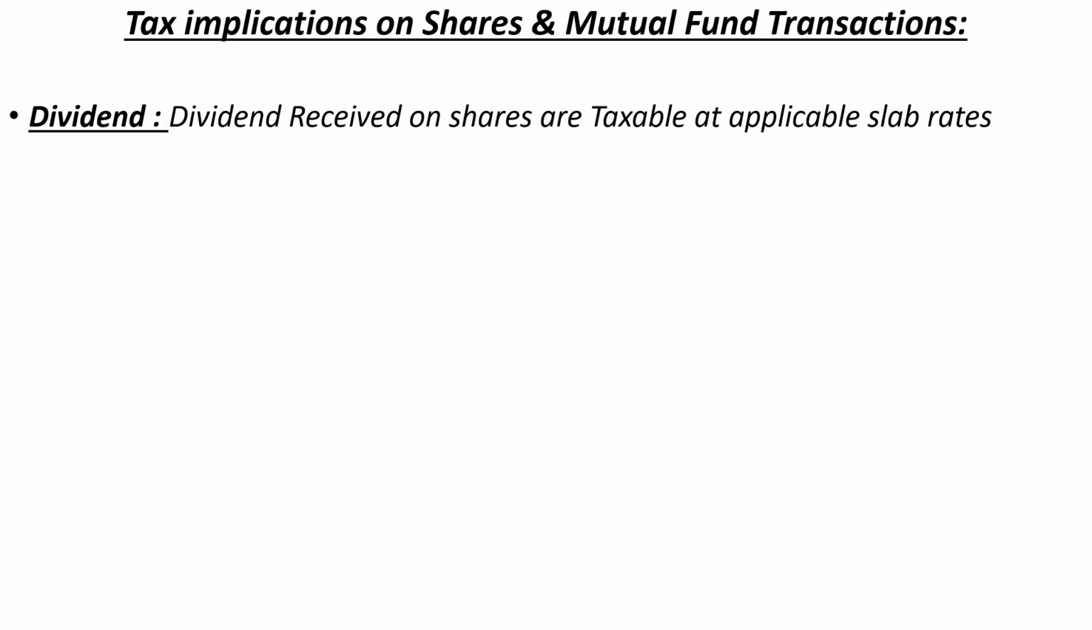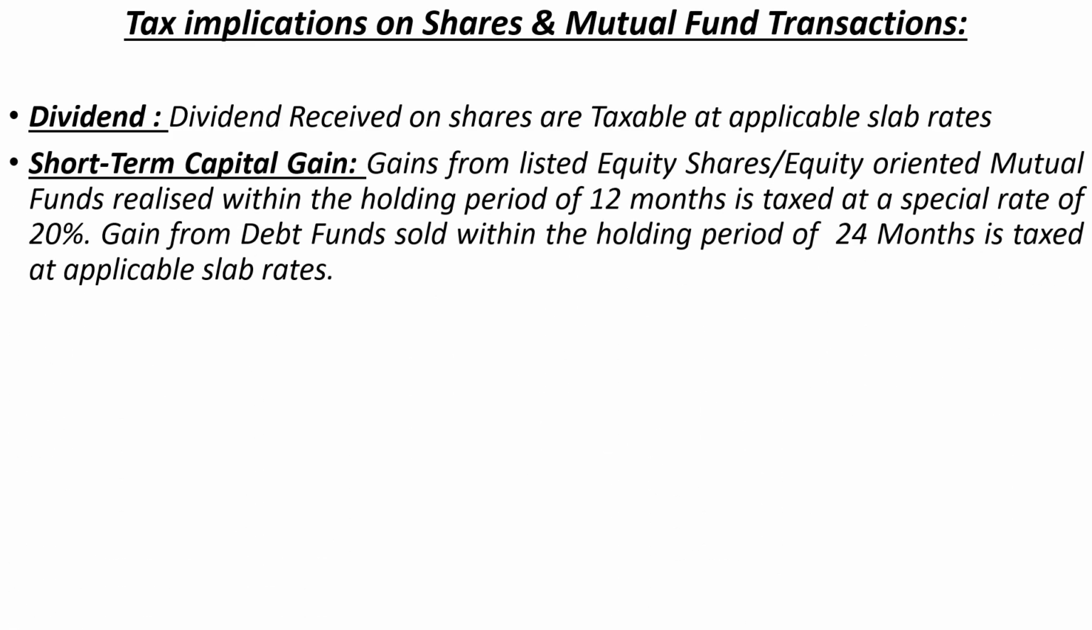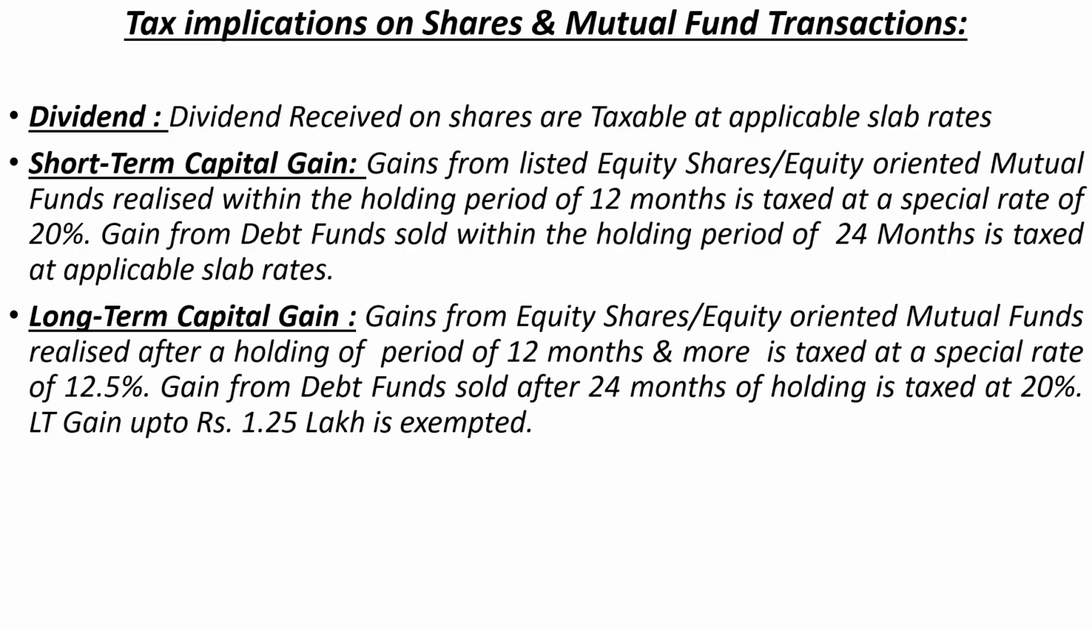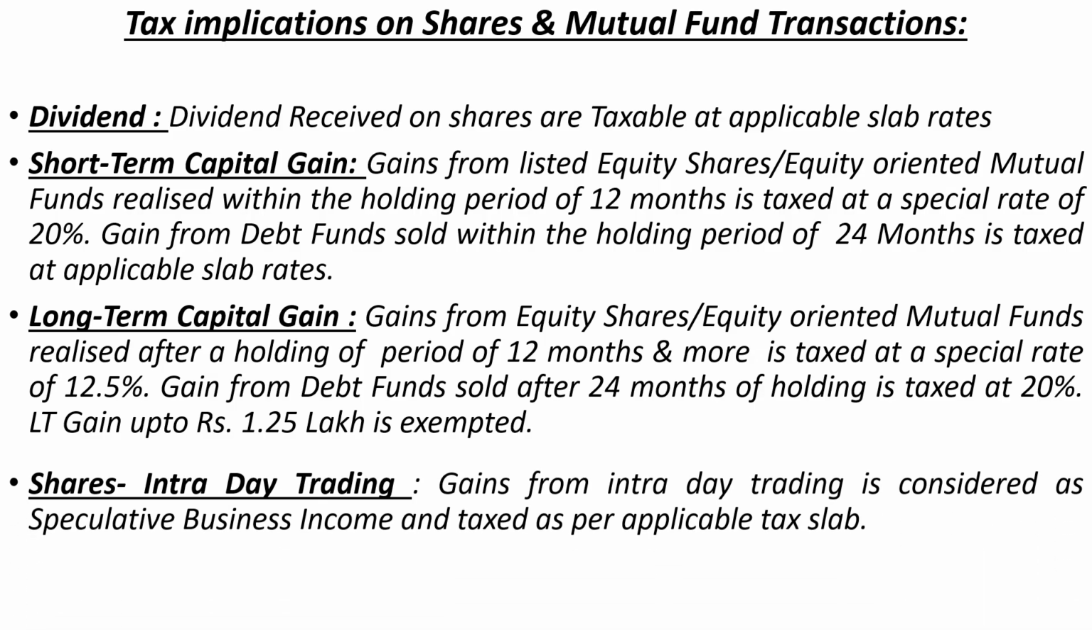Tax implication on shares and mutual fund transactions. Dividend received on shares is taxable at the rates applicable for the individual. Short-term capital gains from listed equity shares and equity-oriented mutual funds realized within the holding period of 12 months are taxed at a special rate of 20%. Gain from debt funds sold within the holding period of 24 months is taxed at the rates applicable for the individual. Long-term capital gains from equity shares and equity-oriented mutual funds realized after a holding period of 12 months and more are taxed at a special rate of 12.5%. Gain from debt funds sold after 24 months of holding is taxed at 20%. Long-term gain up to rupees 1.25 lakhs is exempted.